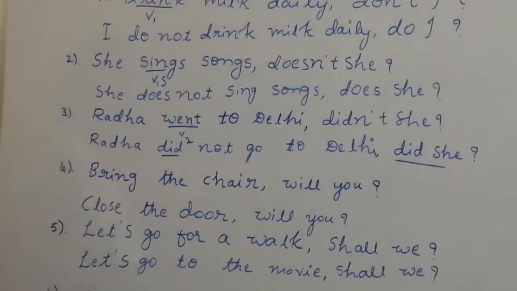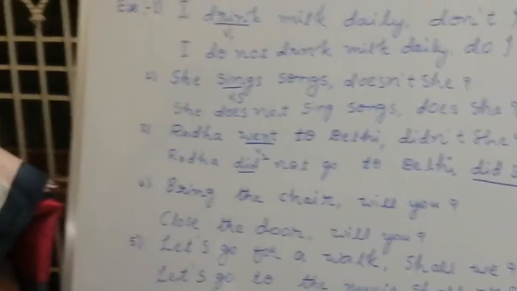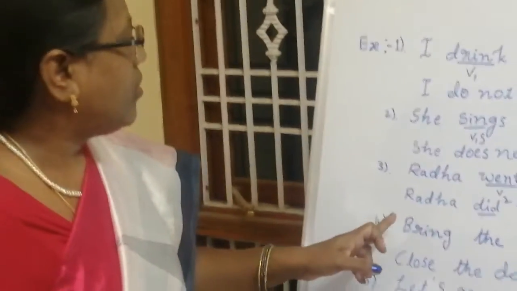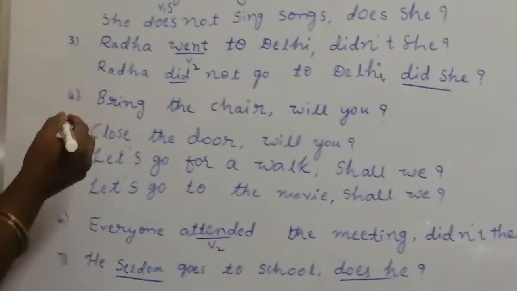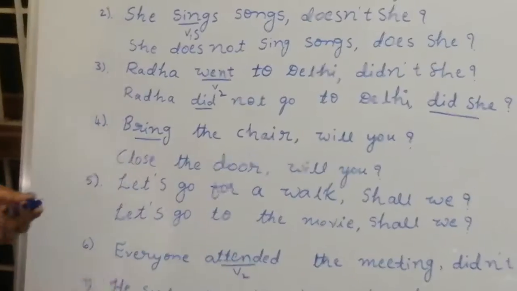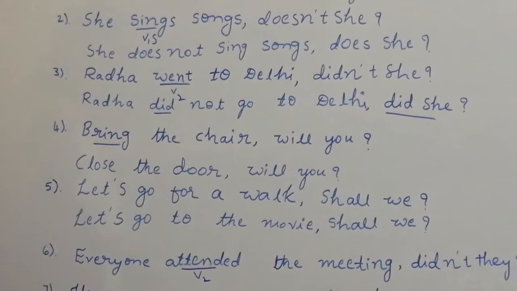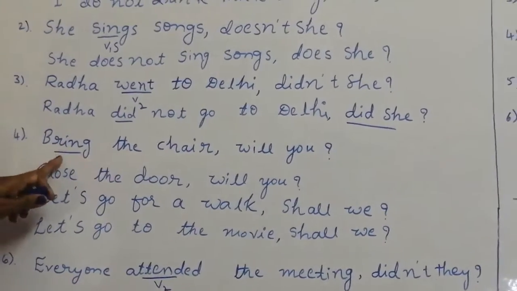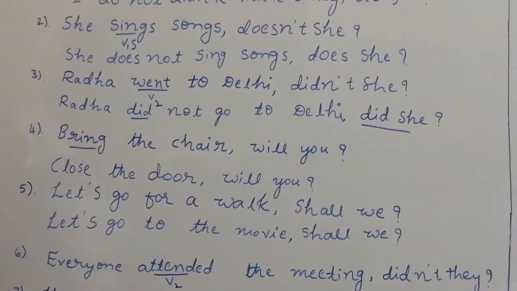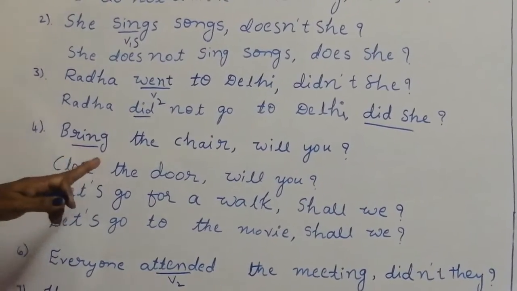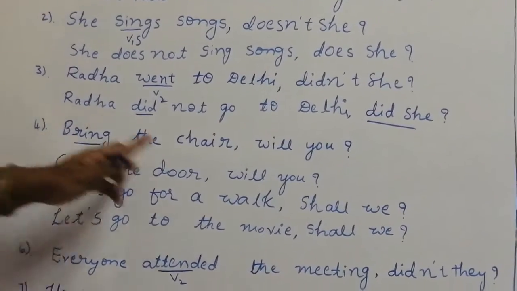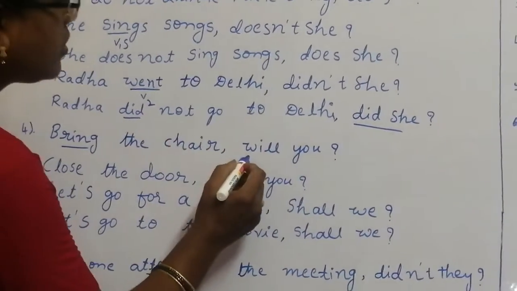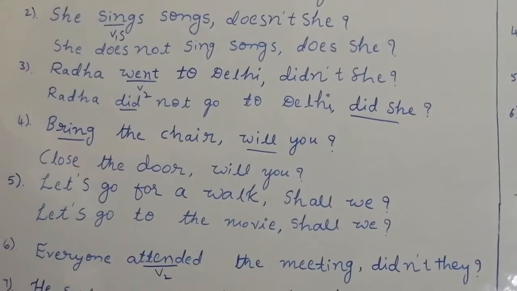For example, stand upon the bench, that is an order. Here, there is no subject. Now, you observe an example. Bring the chair. Actually, there is no subject. Who is telling that sentence, we don't know. It starts with the verb, that's why it is called an imperative sentence. When the imperative sentence is there, which tag should we use? Will you. Like that.